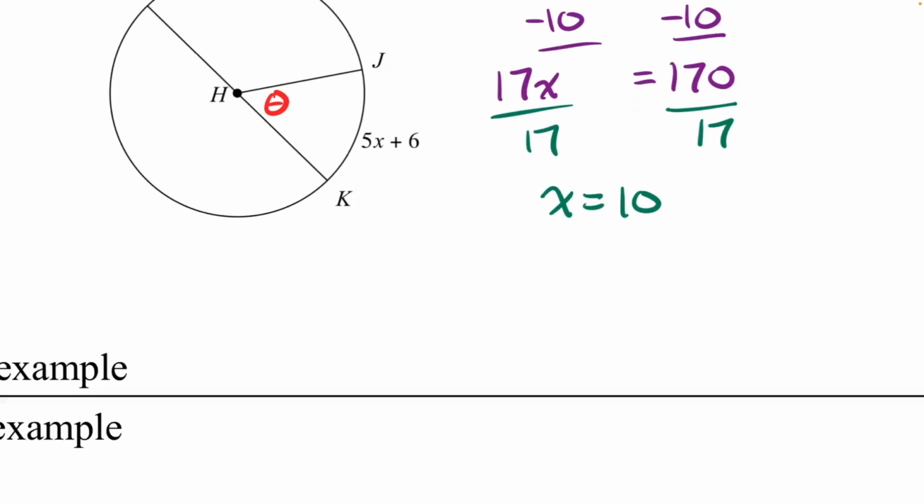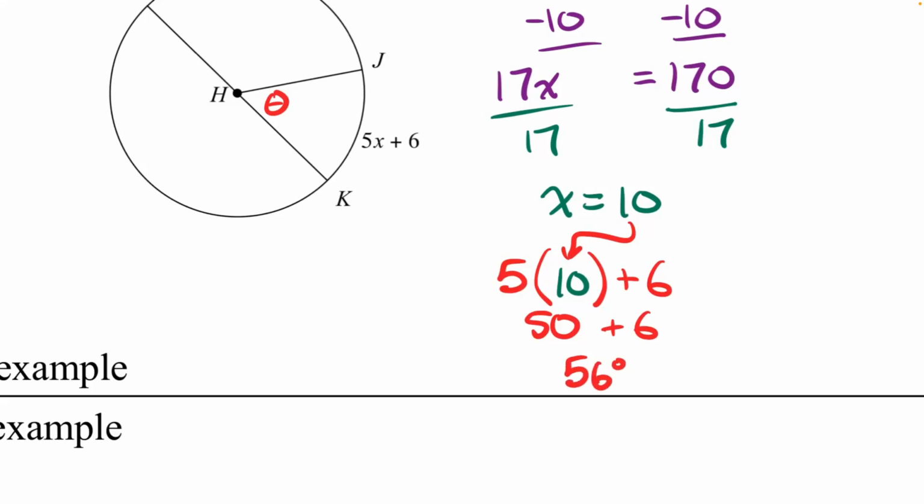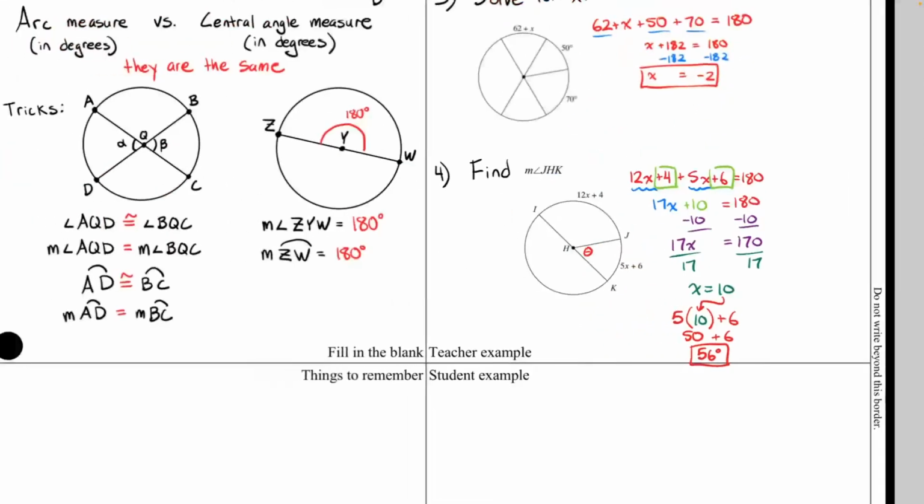I have the original expression 5x plus 6, and in that x goes this 10 from earlier, and I can simplify this. 5 times 10, everyone shouts out. 50. And 50 plus 6, Evan, is 56. So 56 degrees, I'll do units at the very end there, is the answer that we're looking for.